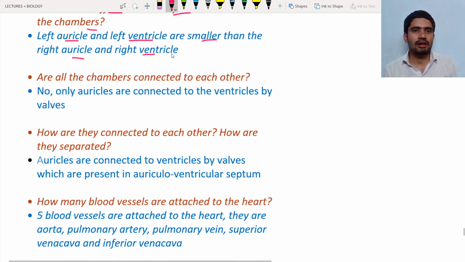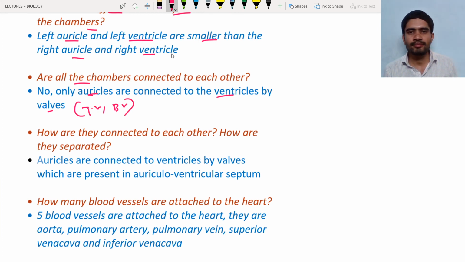The next question is, are all chambers connected to each other? No, all chambers are not connected. The auricles are connected to the ventricles only by valves. What are those valves? Tricuspid valve, bicuspid valve, and so on. With the help of the tricuspid valve and bicuspid valve, these auricles are connected to the ventricles. Okay, the bicuspid valve is also known as the mitral valve.